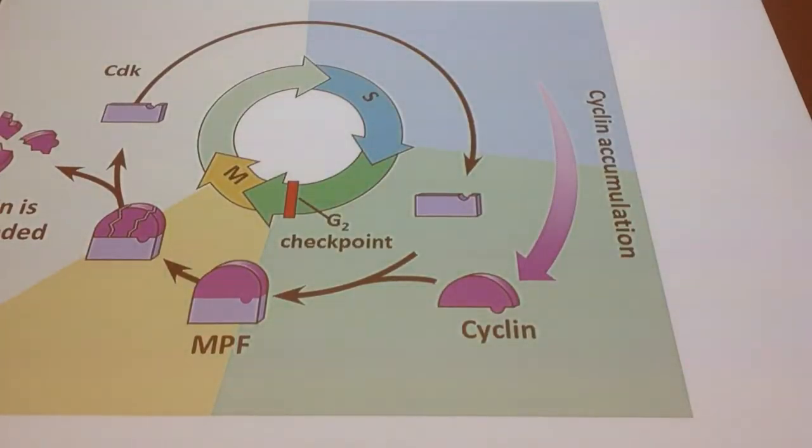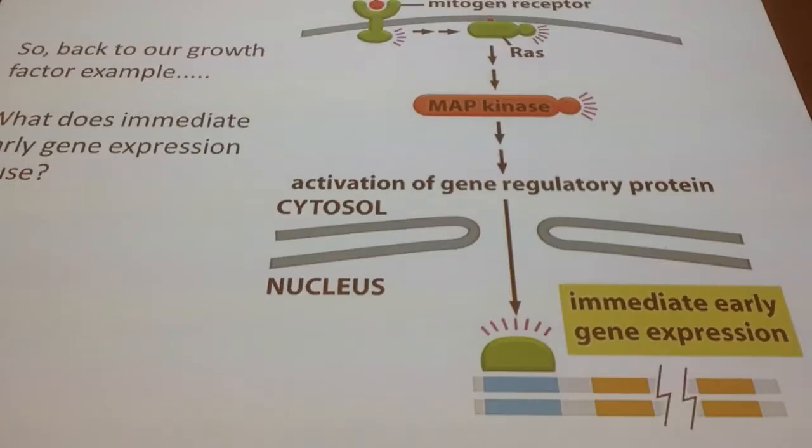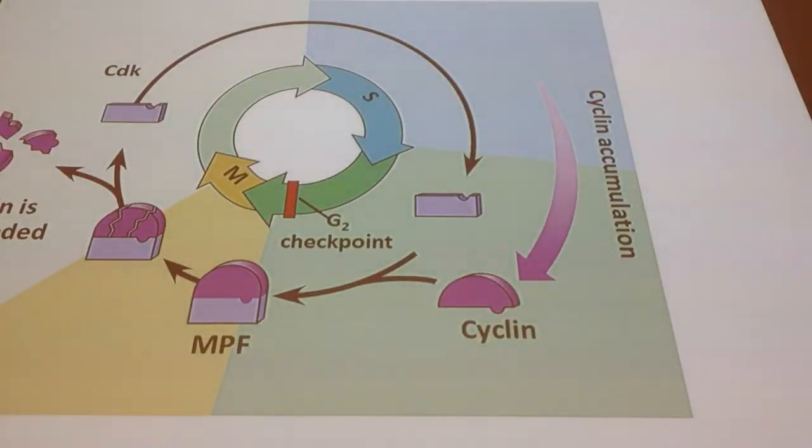All right, so here's how regulation occurs. Let me do this first and then go back. So that's the mitogen again, activating an RTK, which activates the RAS, which activates the MAP kinase cascade, which activates a transcription factor, which activates gene expression. Right? Gene expression of what? Gene expression of proteins that are important for cell division.